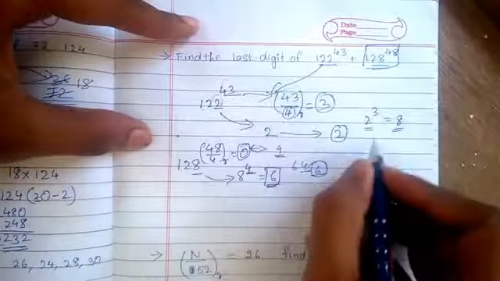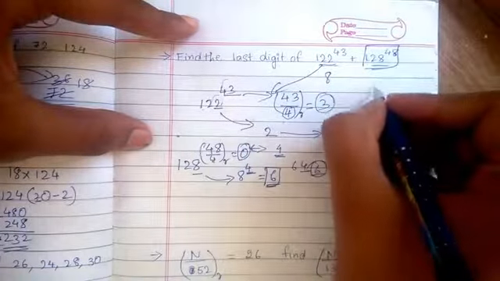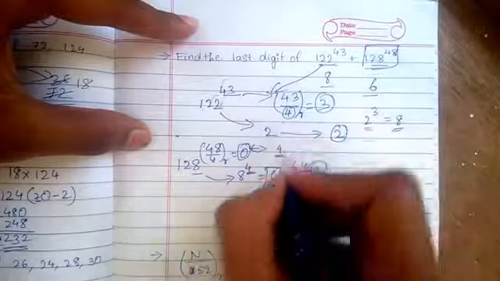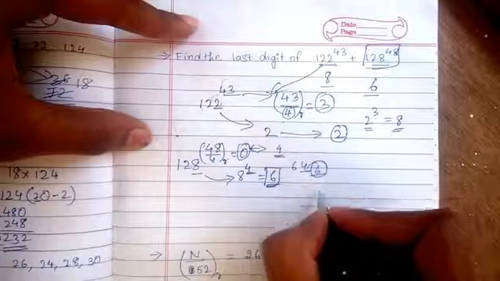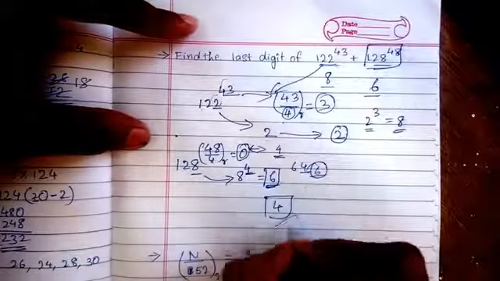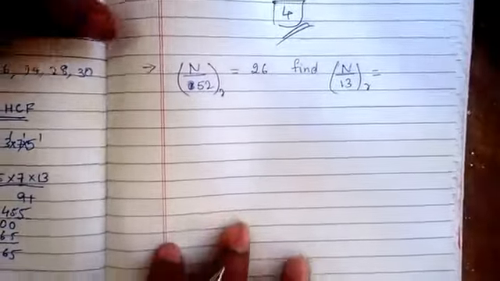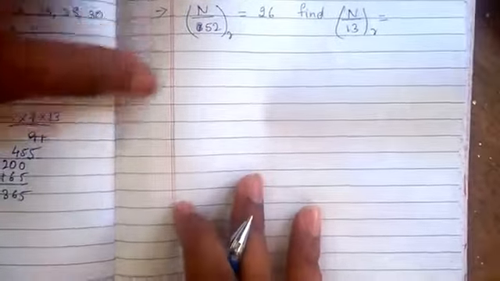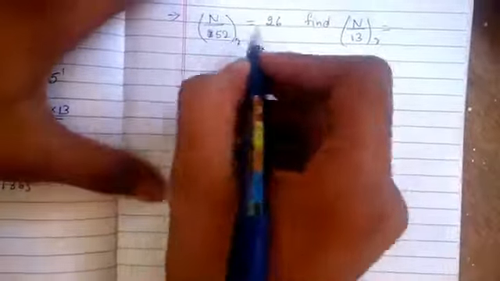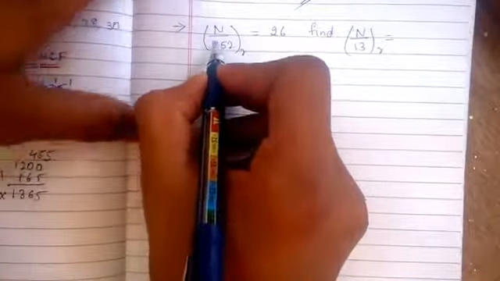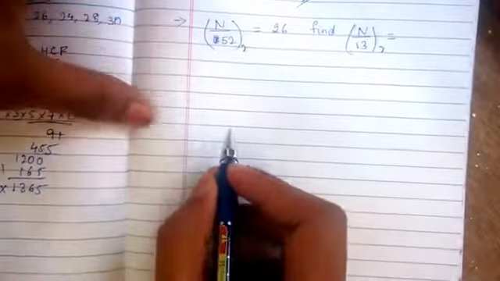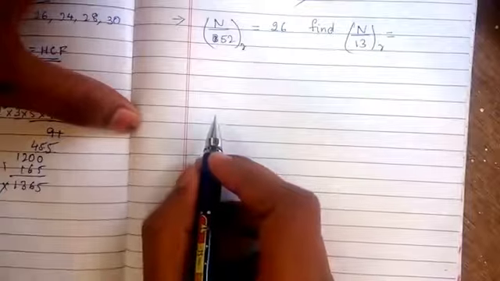Now this number ends with 8 and this number ends with 6, so the sum is going to end with 4, which is our required answer. The next type of question: a number n divided by 52 gives a remainder 26.